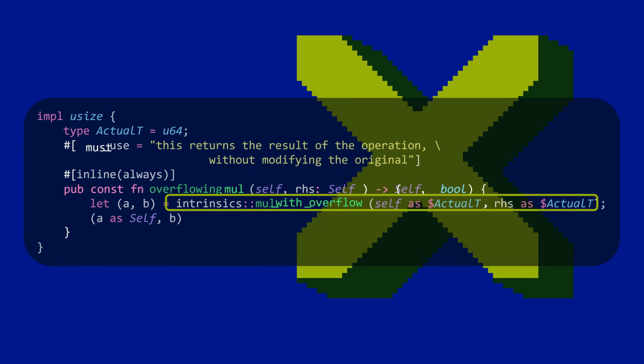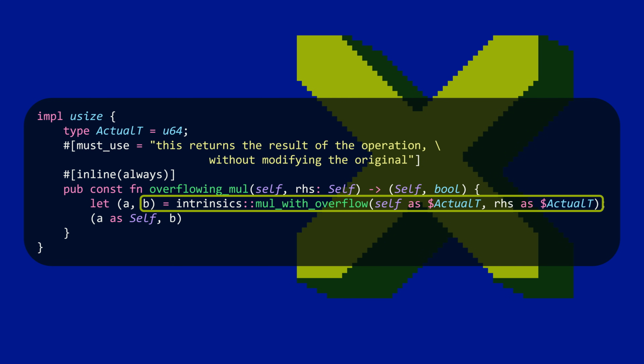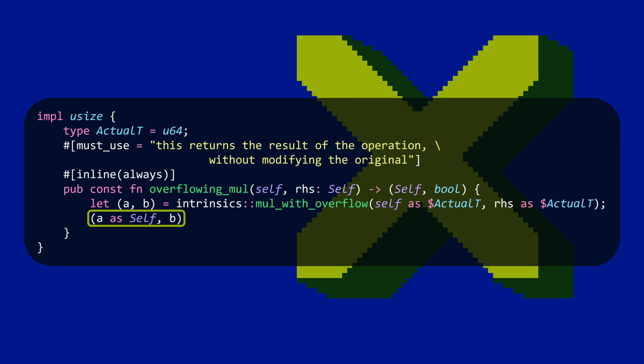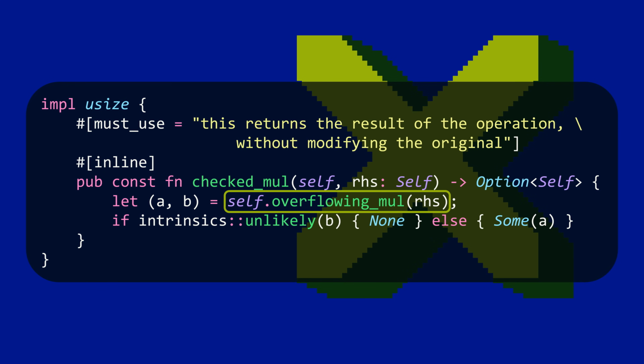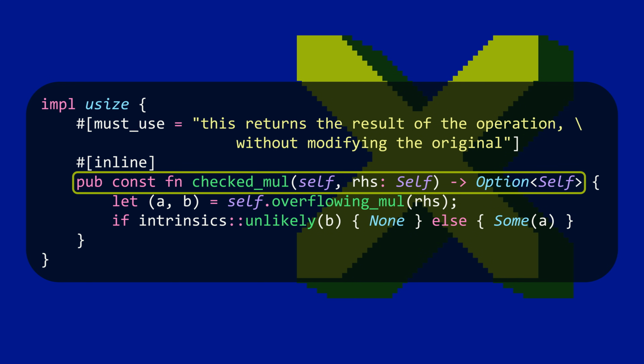Thank you, compiler. So we perform the mul_with_overflow, get the product as a and the bool as b, and return them to the caller, casting the product back to a usize. overflowing_mul is called inside of checked_mul and assigned to the tuple (a, b). We use the intrinsics unlikely function here because we don't expect overflow behavior often. In the unlikely case that b is true, the product overflowed and we return None. In the likely case that the product didn't overflow, we return it to the caller. So this method multiplies our two numbers and either returns their product or None.